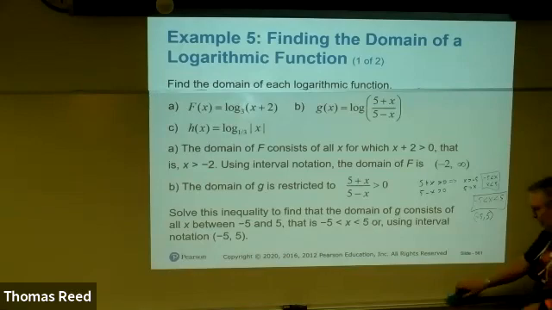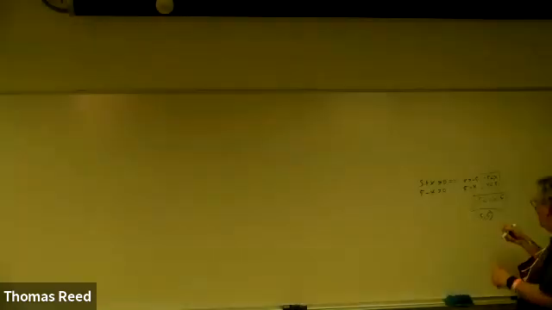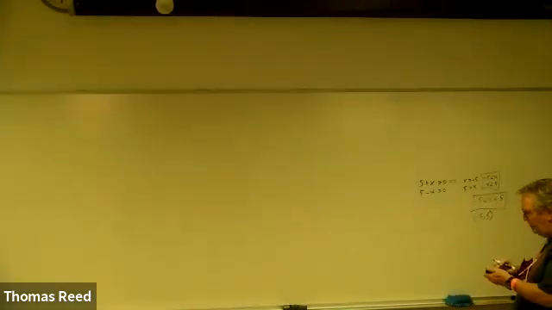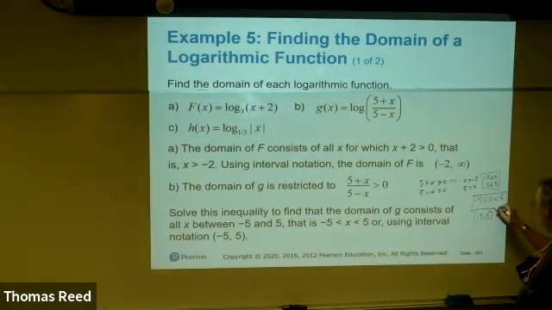So we have two ways of representing this, and that's using the inequality or the interval notation. Either way.